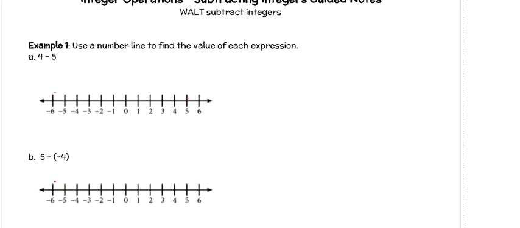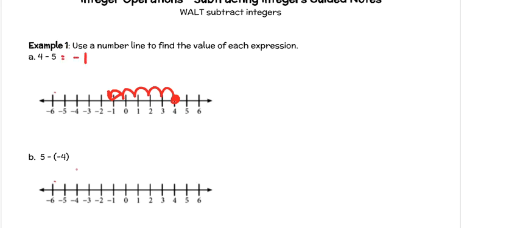So you're starting off at 4, okay, and you're going minus 5. You're going 5 in the minus direction, negative 5. So it's going to be 1, 2, 3, 4, 5. And you're left at negative 1. Not so bad, this one.